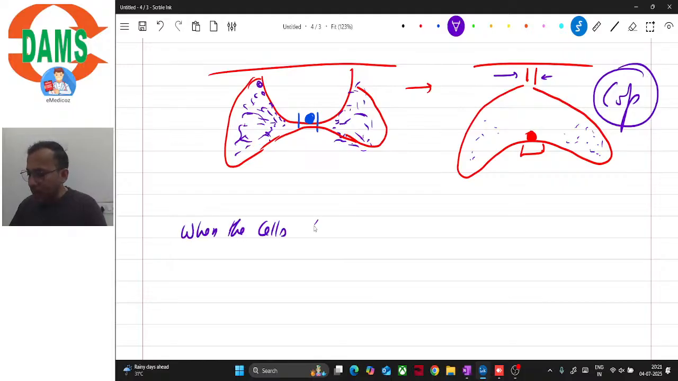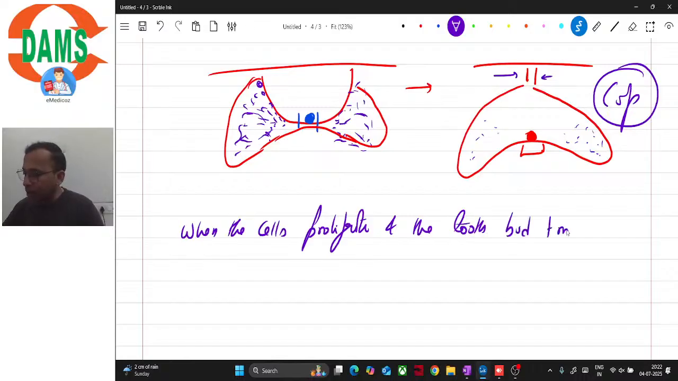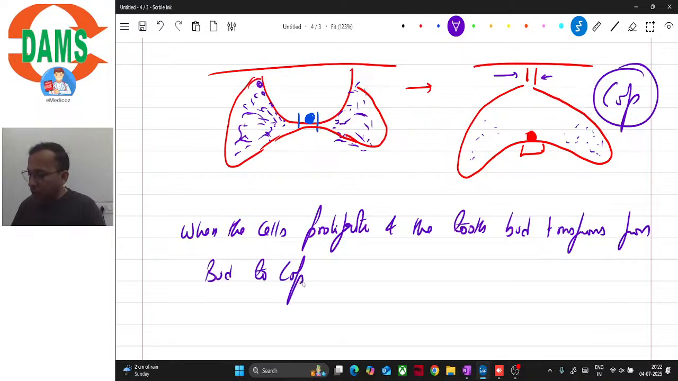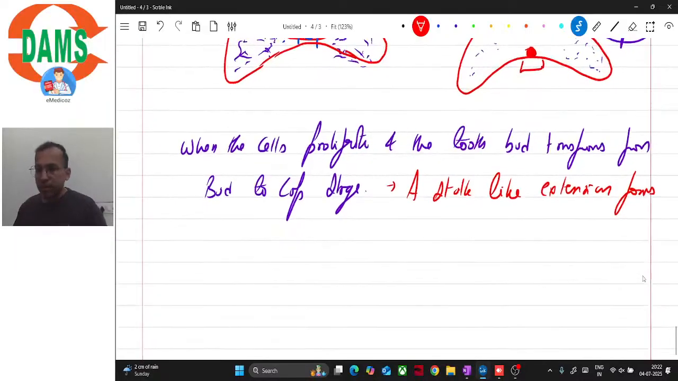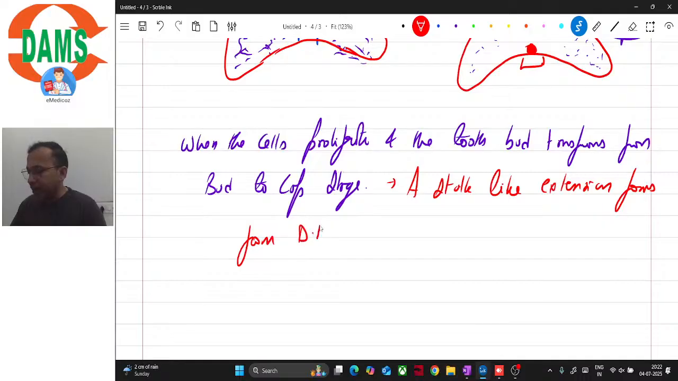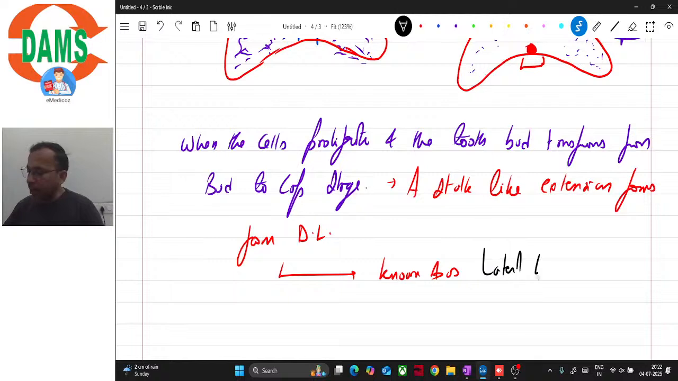So when the cells proliferate and the tooth bud transforms from bud to cap stage, a stalk-like extension forms from the dental lamina, and this is known as the lateral lamina, right? This is known as lateral lamina.